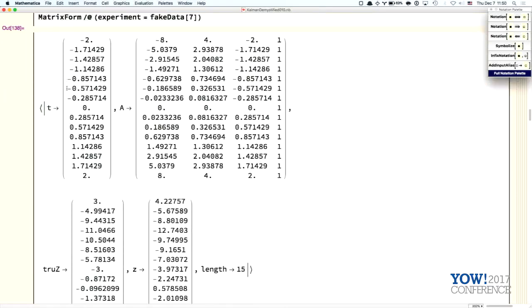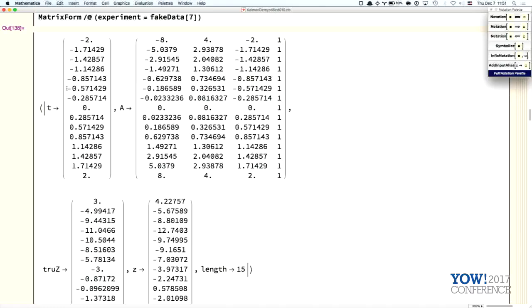So this is what the fake data looks like. Here are a bunch of times from -2 to 2. Here are a bunch of rows. I just evaluate that A row. For each one of those times, it's t cubed, t squared, t to the power 1, t to the power 0. Power 0, it's 1s all the way down.